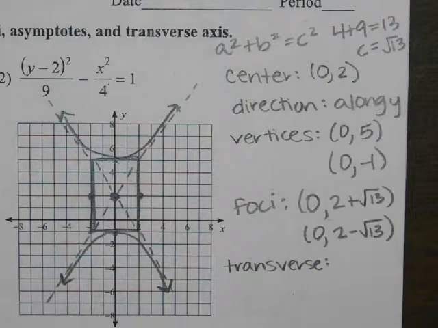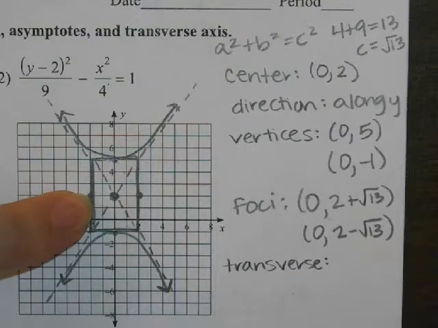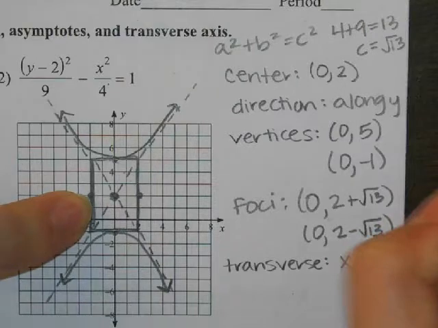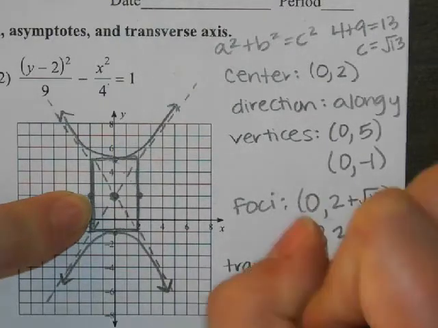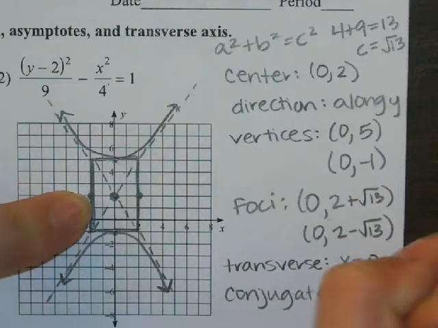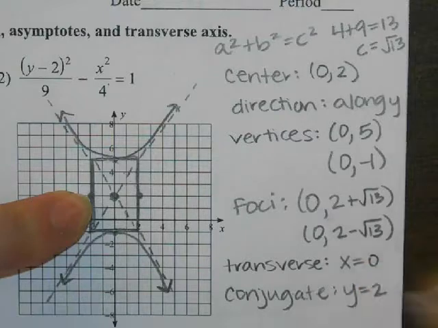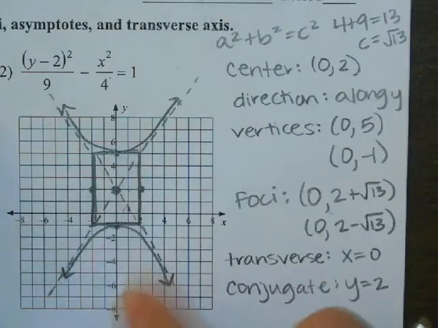Ooh, yeah, there you go. So the transverse axis is x equals something, right? It's a vertical line, so it's x equals 0. The conjugate is y equals 2. Good. The transverse cuts through the parabola shapes. The conjugate goes in between them.